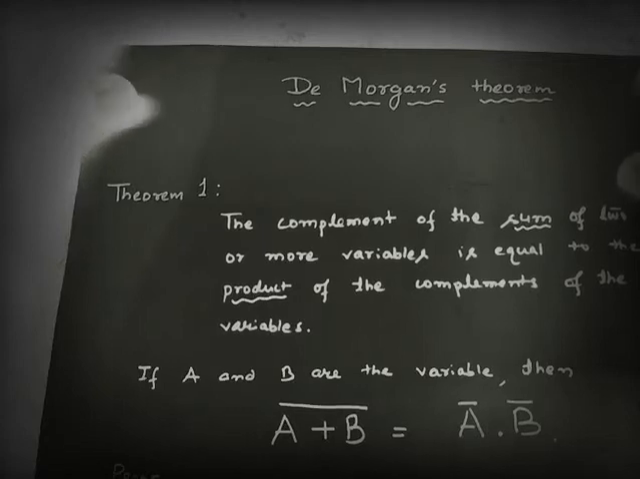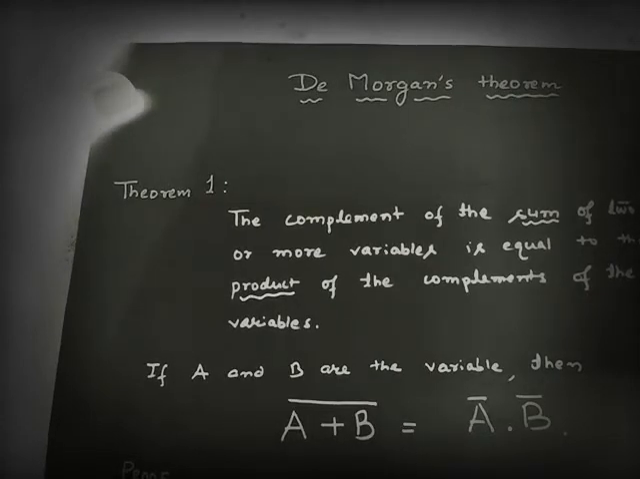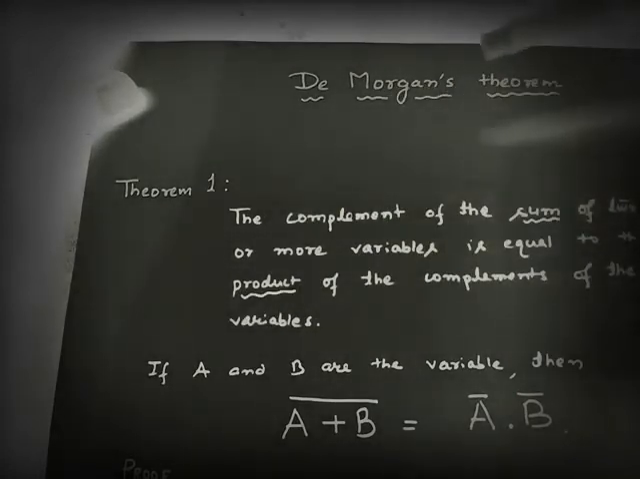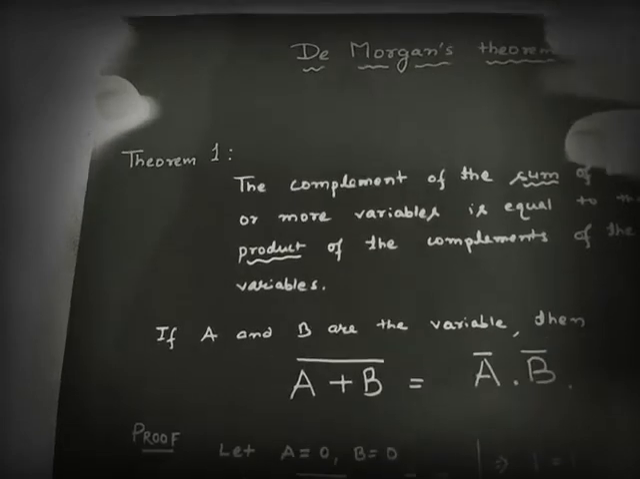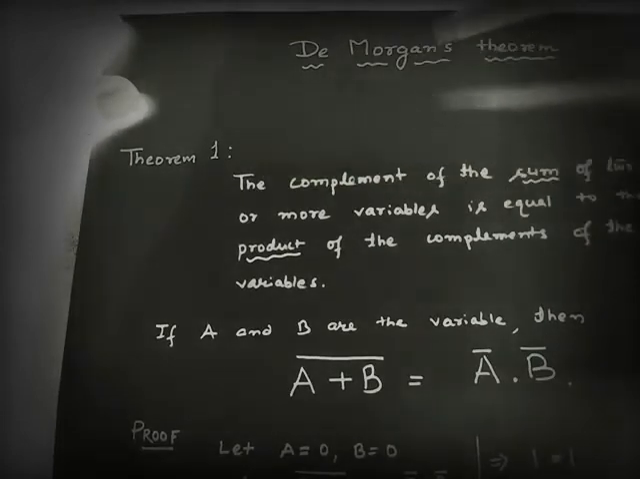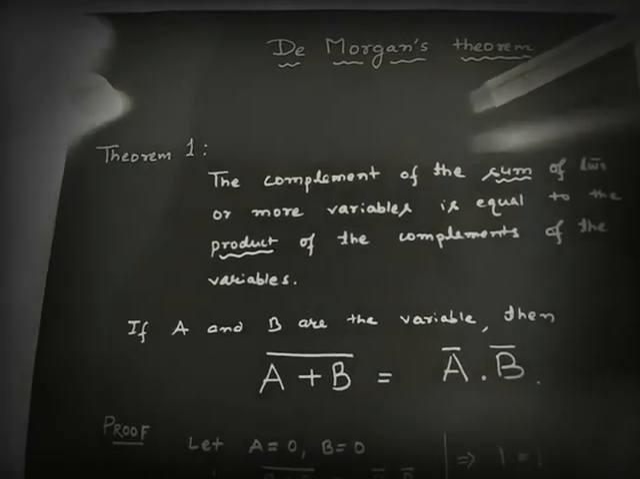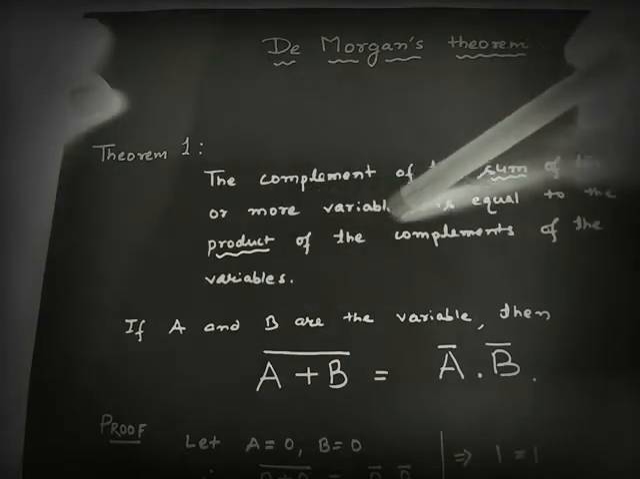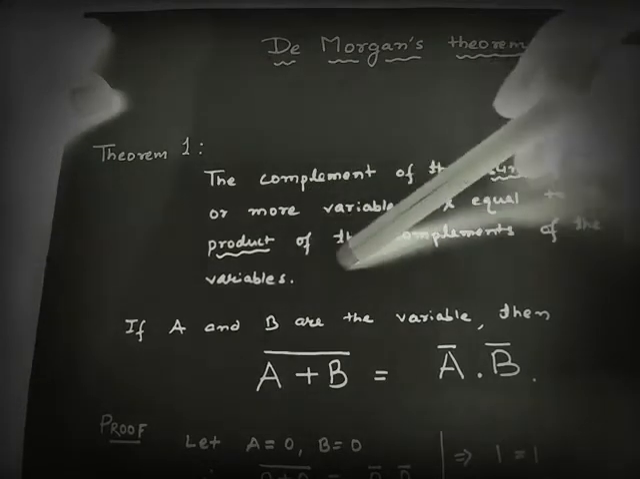Let's start. De Morgan's theorem actually consists of two theorems: theorem 1, and theorem 2. Theorem 1 says the complement of the sum of two or more variables is equal to the product of the complements of the variables.